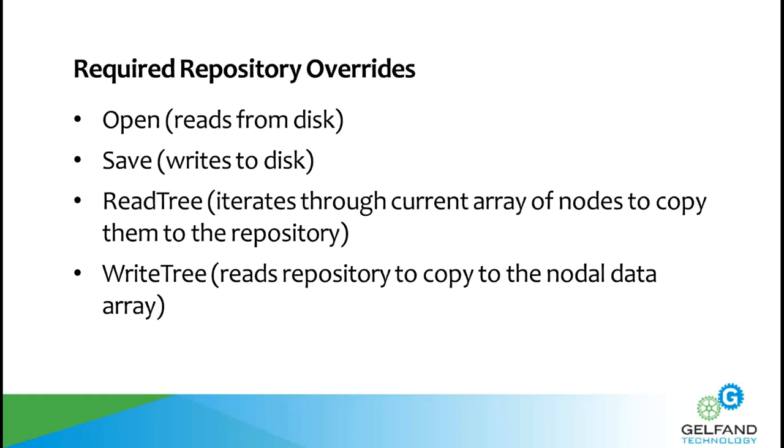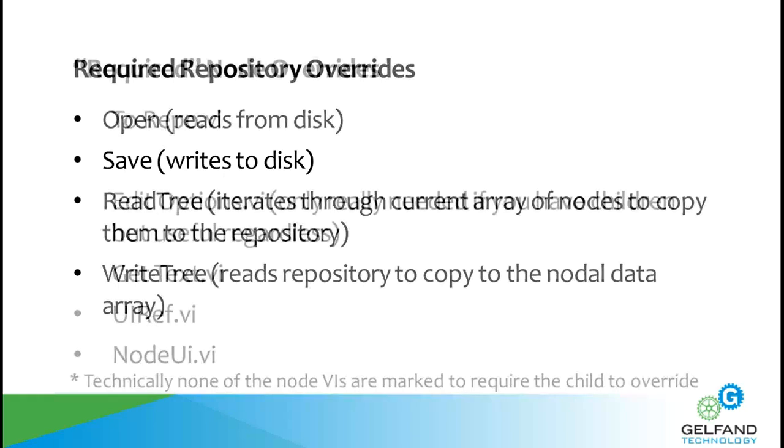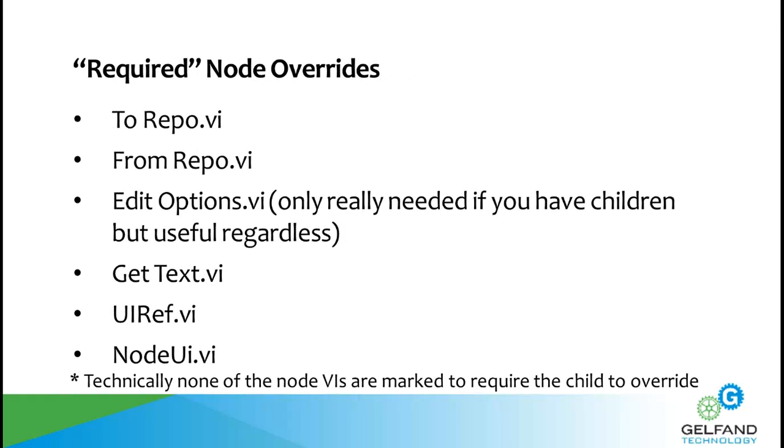The read tree and write tree, along with two of the additional overrides we'll see when I talk about the nodes, are where I spent the vast majority of my time. So, node overrides. There are no required overrides per se for node classes. If you don't do any overrides, you're not going to have any real functionality. So that's why I have "required" in quotes on this slide: the node class is not enforcing overrides, but if you don't do at least these, you're not getting any real functionality out of your node.